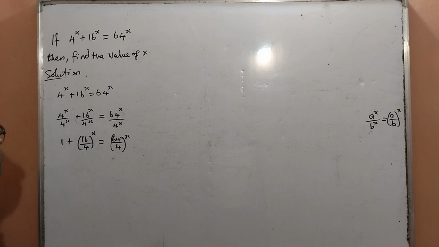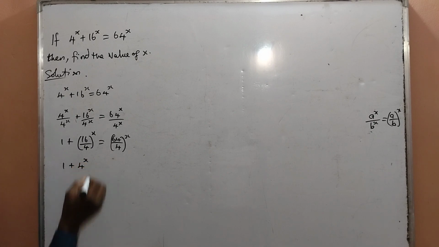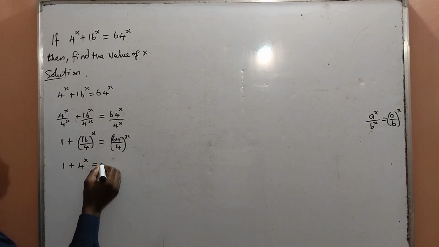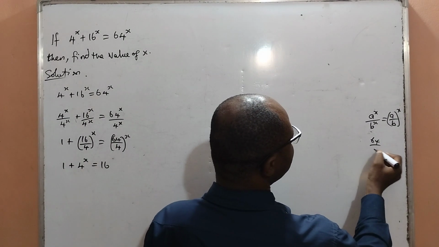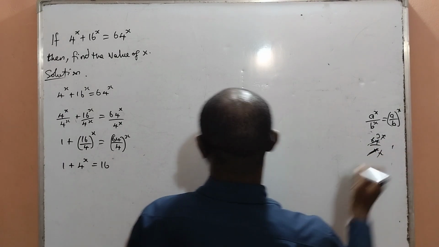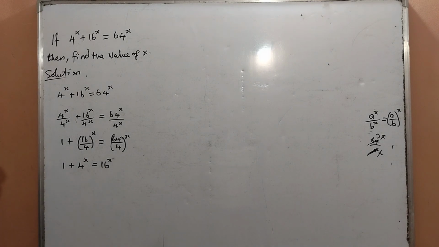Now, from what I have, this is going to give me 1 plus 4, since 16 divided by 4 gives 4, then raised to the power x equal to, and from here 64 over 4 is going to give us 16. Okay, that is 64 over 4, 16. Then raised to the power x. That is what it will give me.